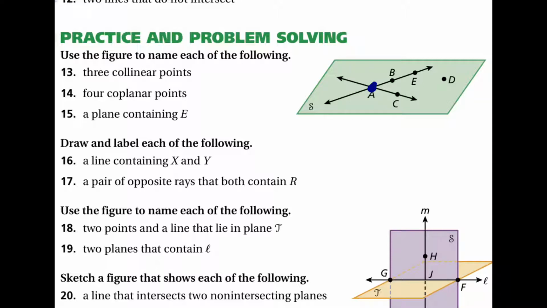3 collinear points. Collinear means points that are on the same line. So points A, B, and E are all on the same line. Those are the only 3 in this diagram, A, B, and E.